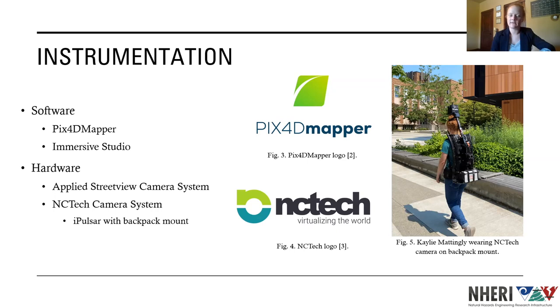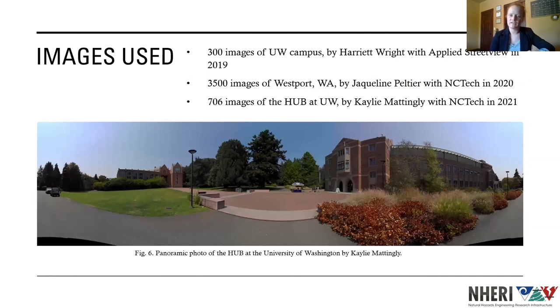Hardware-wise, the data sets I use work with two different camera systems. I use some images that were taken with the Applied Street View camera system and with the NC Tech camera system. These are the two spherical camera systems that are offered at RAPID, the University of Washington. So for the images that I used to develop this workflow, I had three different collections of images. The first was 300 images at the University of Washington campus taken 2 years ago by Harriet Wright with the Applied Street View system, and she was actually an REU in this same program.